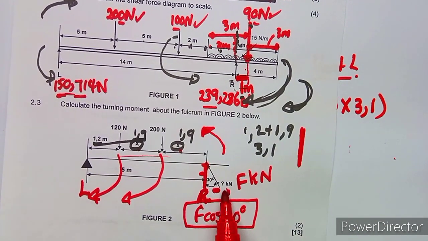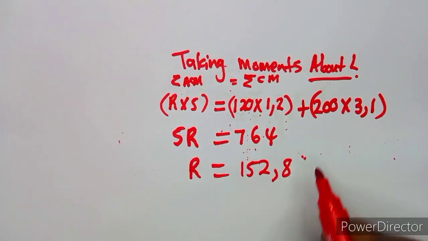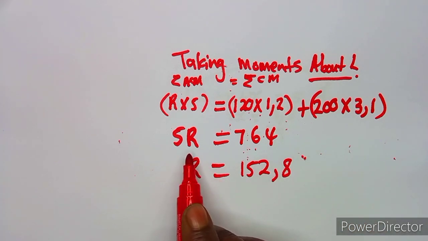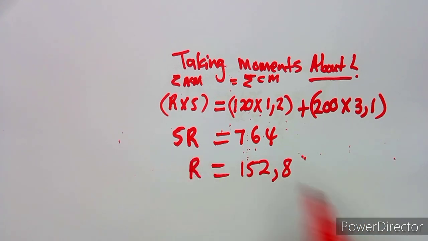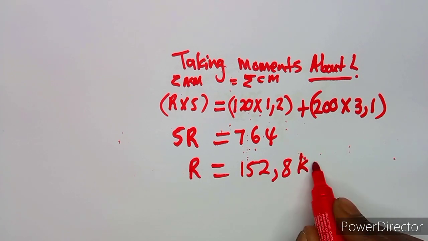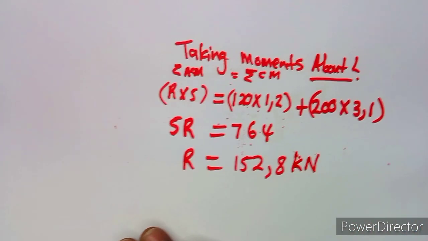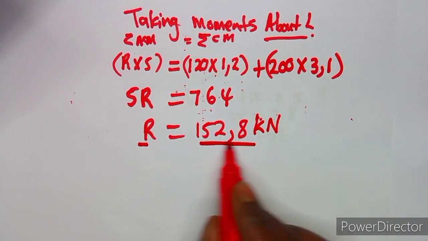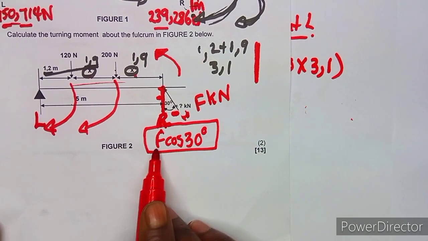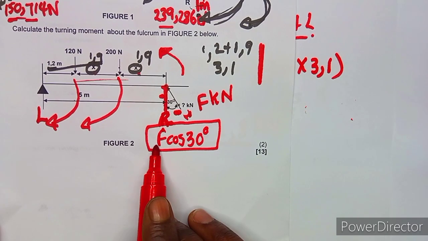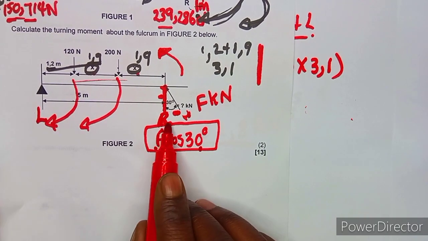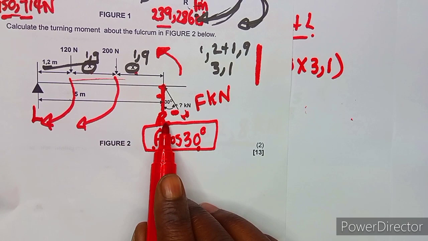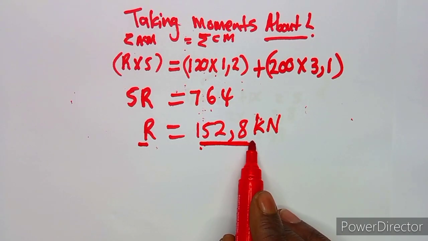This was in kilonewtons here. So we shall have this in kilonewtons. But now we worked with this as our R here. Okay, so now this is our R in kilonewtons. So interesting part is that we can now take this R, which is 152,8, and equate to this R that we are given, because we said R is equal to F cos 30. So we now have the R that we wanted to calculate in terms of the actual force.